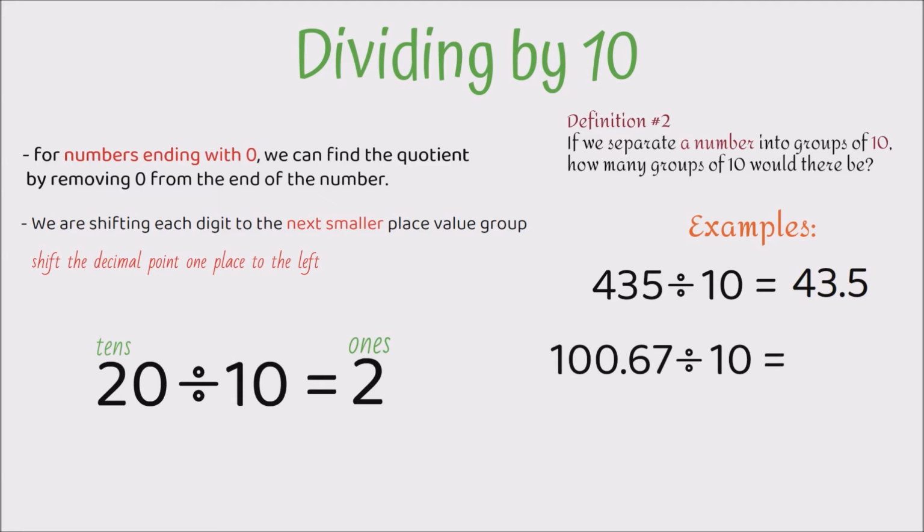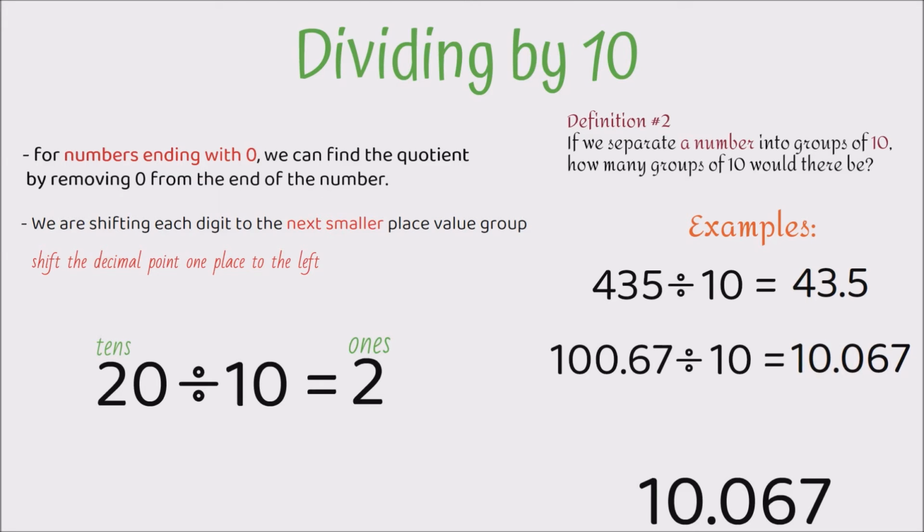100.67 divided by 10. Now this is already a decimal, so we can go ahead and shift our decimal point one space to the left to get 10.067 as the answer. So just as a little recap, guys, when dividing a number by 10, if the number ends with a 0, we can get the answer by simply removing the 0. But if it does not end with 0, we shift the decimal point one space to the left to get the answer.